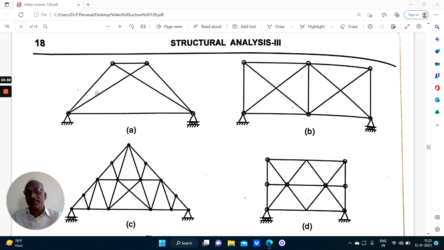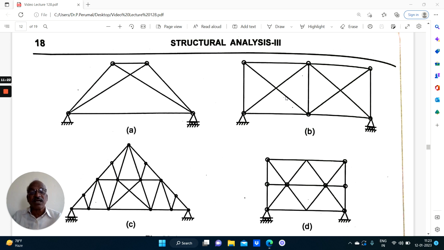If any one member is removed, the truss will be stable. So with this diagonal, it will be stable. So this diagonal is extra. So 1 degree indeterminate, 1 degree redundant. Now coming to this truss, on seeing the truss after some time, you will be able to identify whether it's a determinate truss or indeterminate truss.